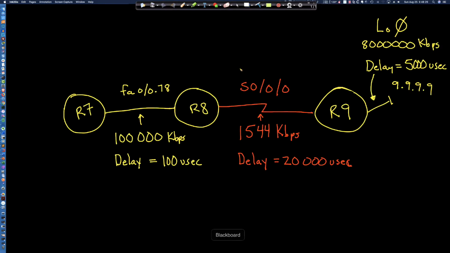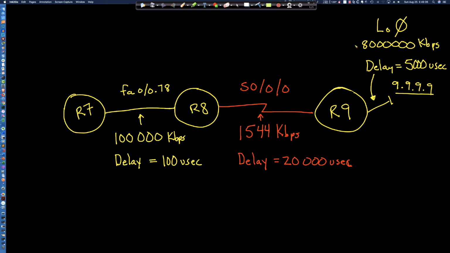We've got 3 routers connected together. Router 7 is directly connected with router 8 via FastEthernet 0/0.78. Then router 8 and router 9 are connected together with a point-to-point serial link, Serial 0/0/0. I've placed the bandwidth in kilobits per second because that's the value we're going to be using with the EIGRP composite metric calculation. So we can see the speed of the link between 7 and 8, between 8 and 9, and we're going to be going to the Loopback 0 address of router 9.